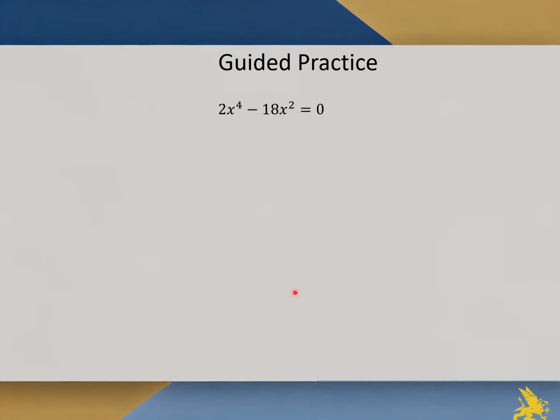If I look at the next part where I've got 2x to the power of 4, take away 18x squared equals 0. Okay, so the first thing we are going to do with this question is we are going to factor and find the HCF. So for this question, we can see that they both have x squared and they have 2 that is a factor. So I'll factor the 2x squared out. That leaves me with 2x squared in brackets, x squared minus 9, is equal to 0.